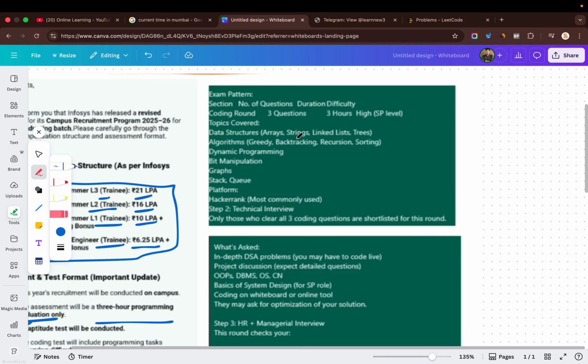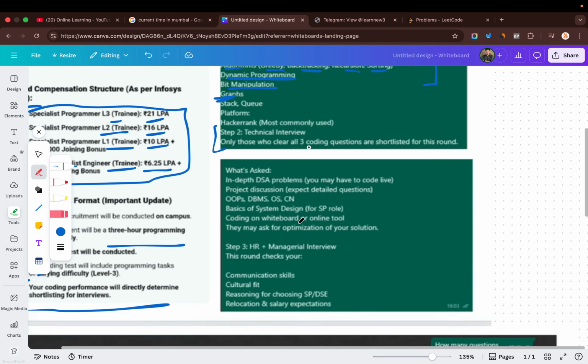One thing that I have to mention, they mention 3 questions, 3 hours, high SP level, topics covered: data structure, array, string, linked list, tree, algorithms consisting of greedy, backtracking, recursion, sorting and dynamic programming, bit manipulation, graph, stack, queue. The platform depends on them, and after that technical interviews are there.